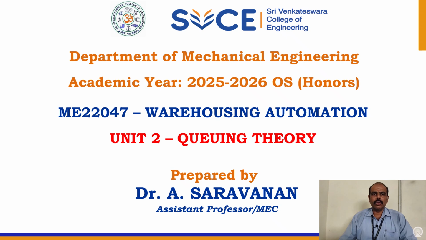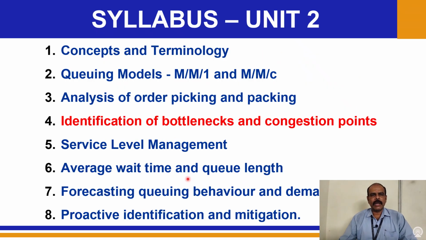We are learning the course through an online platform. So in unit 2, actually, we are learning through online. The sequence was like this: unit 1 we have finished first, then unit 3, and now we are discussing unit 2, and already 4 chapters we have finished. Today's chapter will discuss an interesting part: identification of bottlenecks and congestion points.